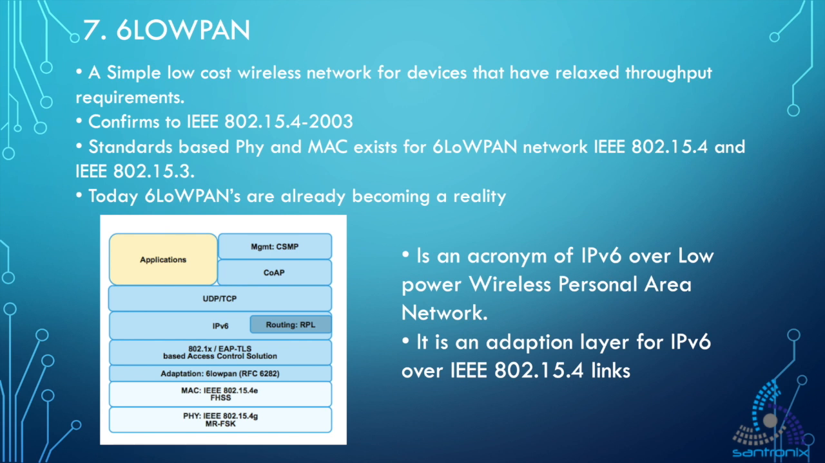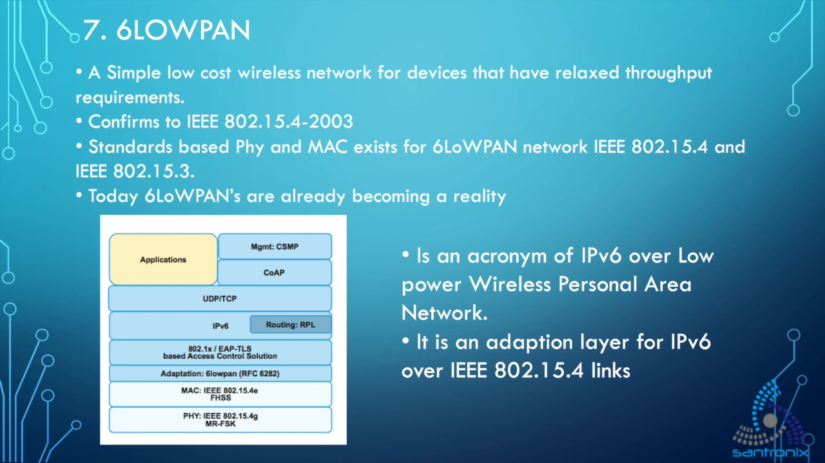Then there is 6LoWPAN. Now 6LoWPAN is a simple low cost wireless network for devices that have relaxed throughput requirements. This also comes under the IEEE 802.15.4 standard. And as you can see, there is an OSI reference model that defines it. There are a lot of advantages of 6LoWPAN because it uses IPv6 in a wireless personal area network, WPAN. So 6LoWPAN means IPv6 over low power wireless personal area network, right?